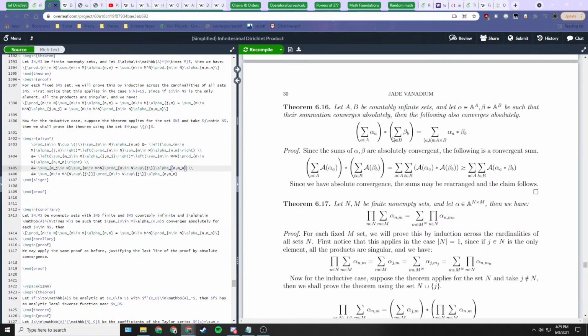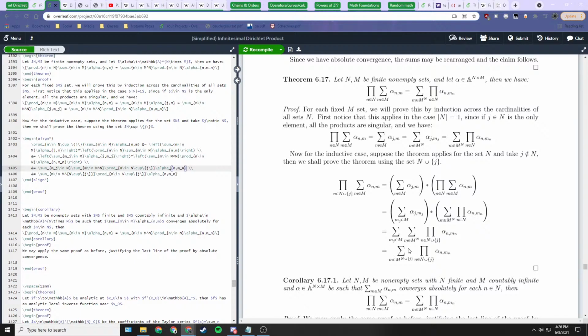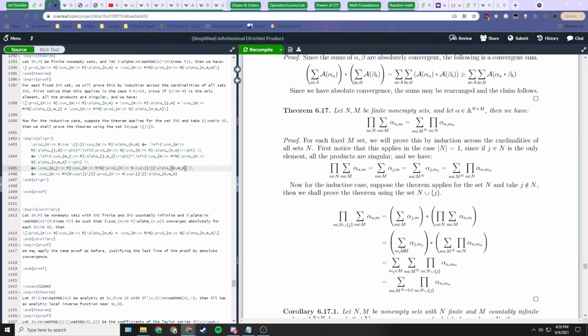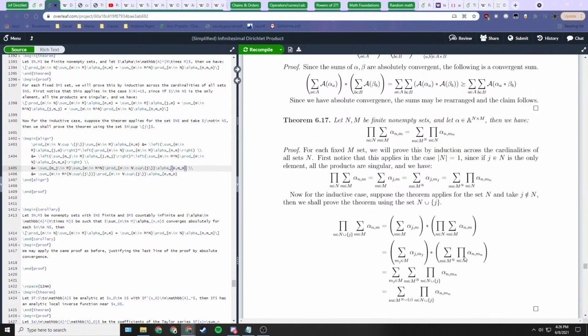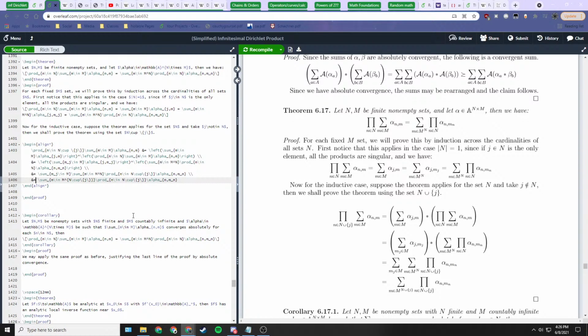So we have this theorem here. If we have two countable sets A and B, such that their summation converges absolutely, of these alpha and beta, then we can merge their product like this, and this will also converge absolutely. And that's exactly what we're doing right here. We just have these two summations, and we combine their convergent sums into another absolutely convergent sum.